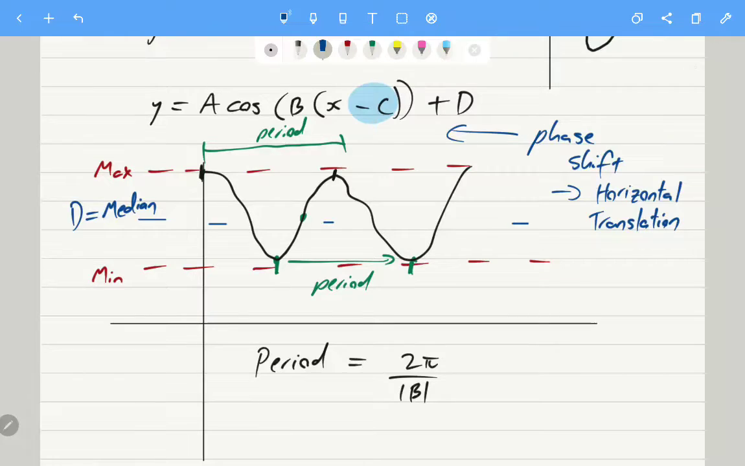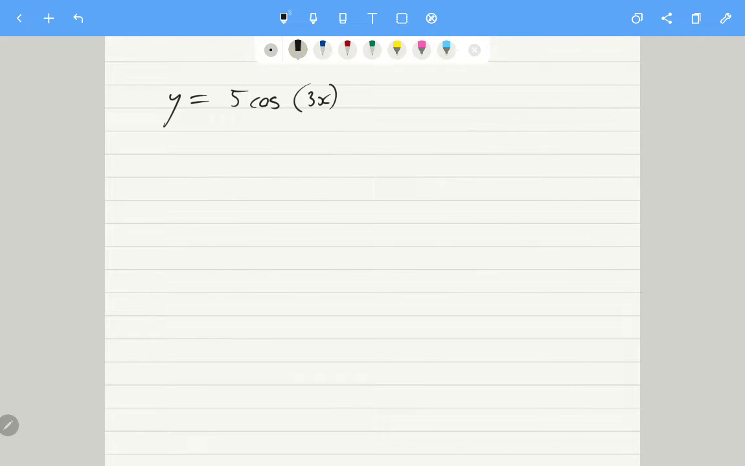Let's do some analysis. Alrighty, so let's just have a think about this function, 5 cos of 3x. So amplitude A is equal to 5. The period is based on that 3, so it's going to be 2 pi over 3. So 2 pi on 3. And there's no median value, right? There's no d value. So that means the d value is actually 0.